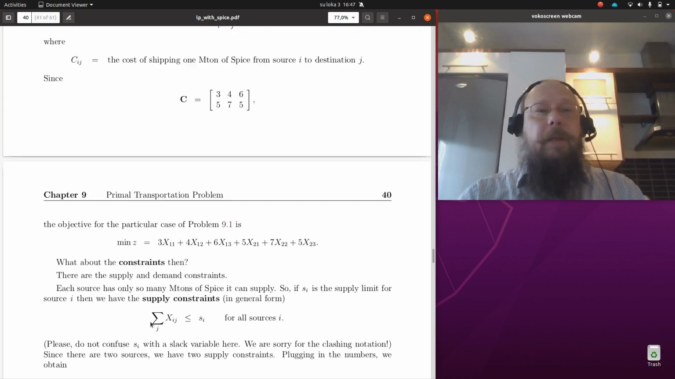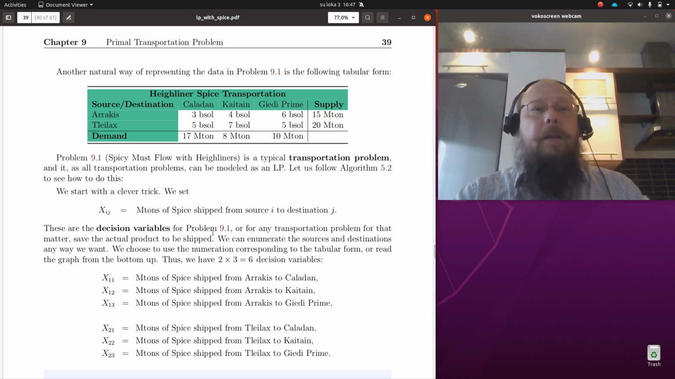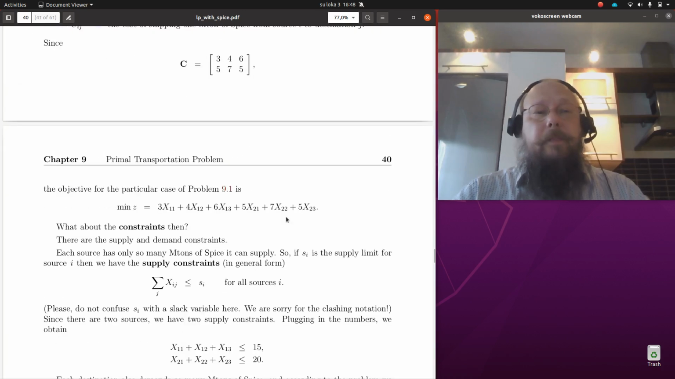So let me go back here. So let's see, the Arrakis was 3, 4 and 6. They are less than 15 megatons. So actually these numbers don't play any role now. So it's just 15 and 20. And the point that Arrakis was the source 1 and Tleilax was source 2. And supply 1 was 15 and supply 2 is 20. So this is what we have there.